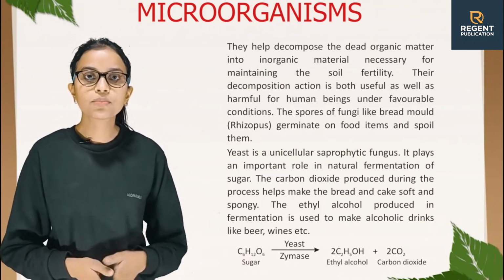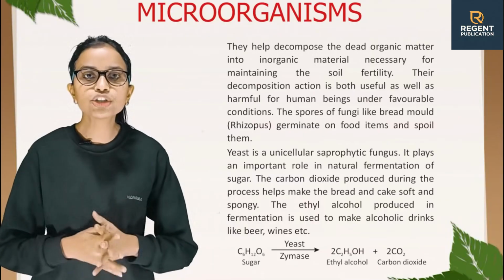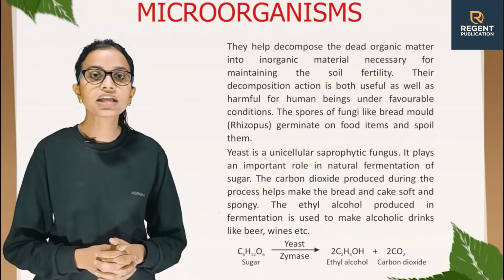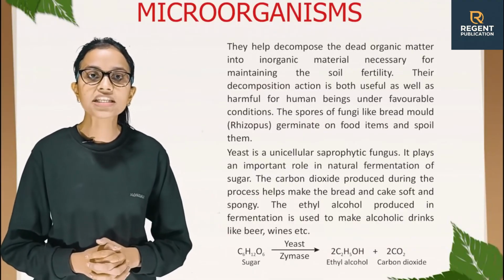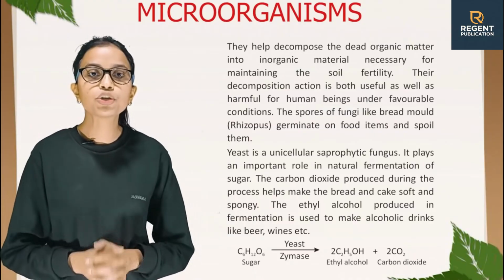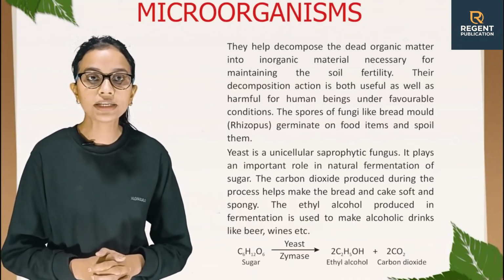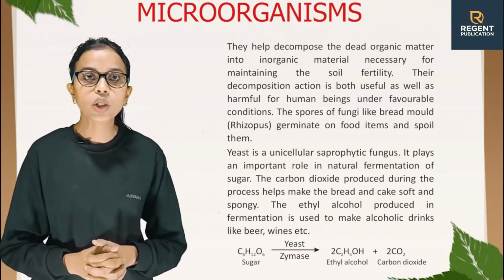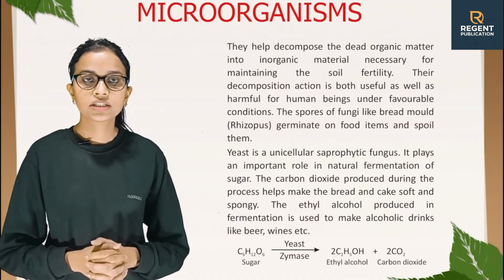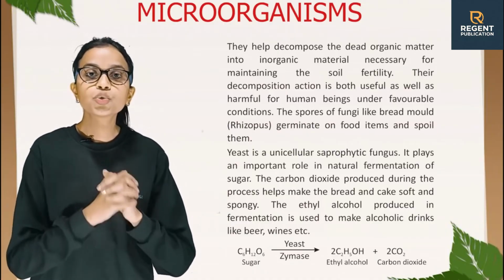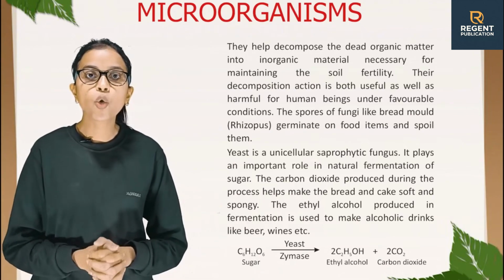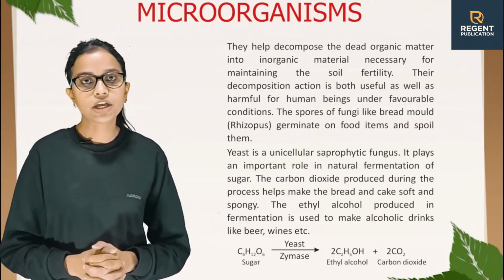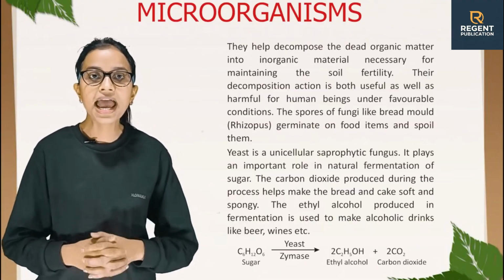Yeast is a unicellular saprophytic fungus. It plays an important role in natural fermentation of sugar. The carbon dioxide produced during the process helps make the bread and cake soft and spongy. The ethyl alcohol produced in fermentation is used to make alcoholic drinks like beers, wines, etc. C6H12O6 is sugar, which gives 2C2H5OH ethyl alcohol plus 2CO2, that is carbon dioxide, in the presence of yeast and zymase.